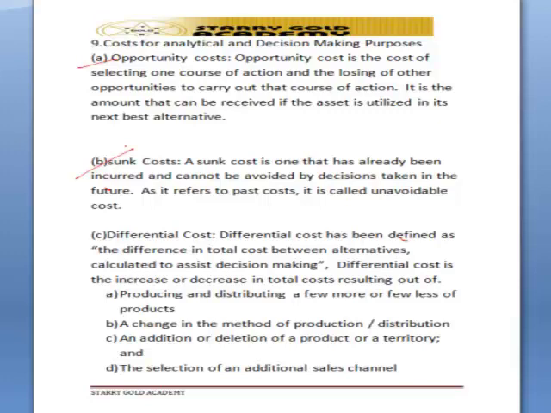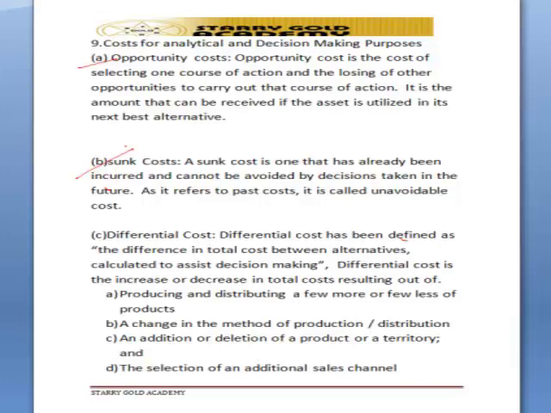We also have what we call the sunk cost. A sunk cost is one that has already been incurred and cannot be avoided by a decision taken in the future. So as it refers to past cost, it is called unavoidable cost.